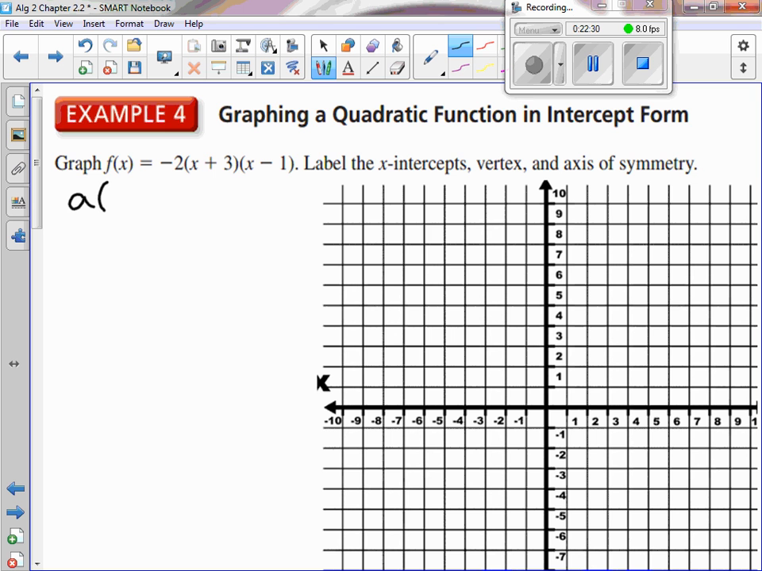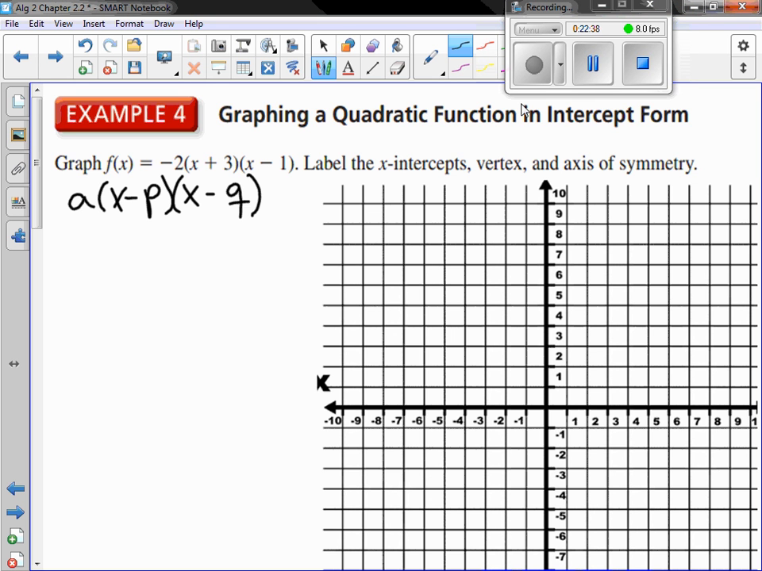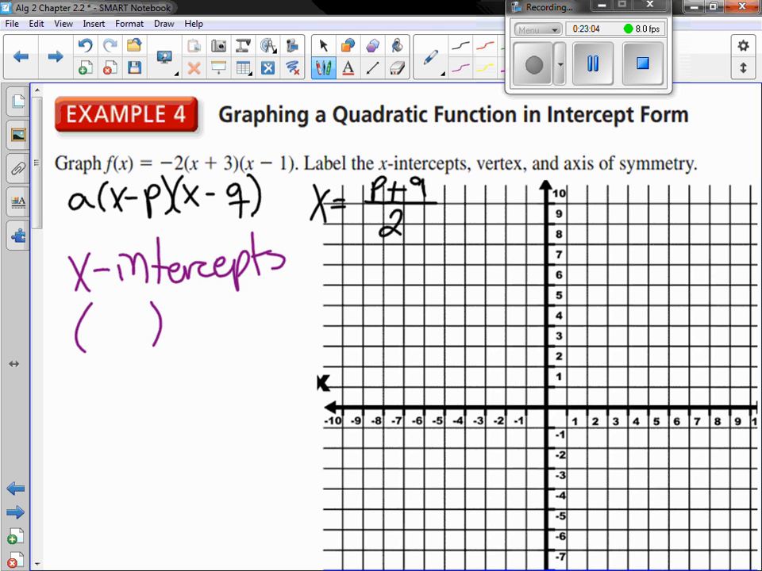Now, we said this is a times x minus p times x minus q is our form. The axis of symmetry is x is equal to p plus q over 2. And to find the y value of the vertex, we have to plug it in. So kind of like what we just did with the other one, f of negative b over 2a, where we plug negative b over 2a in. But we'll see it here. This will make more sense. Now, the intercepts. This is going to be one of the easier parts to do.